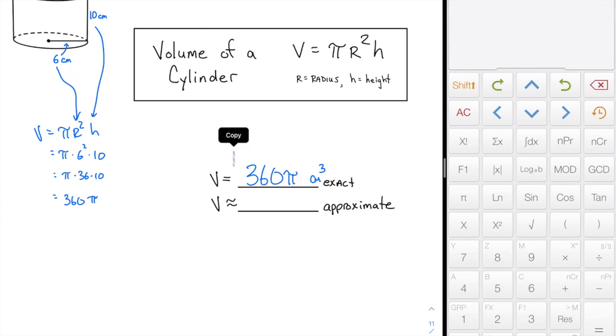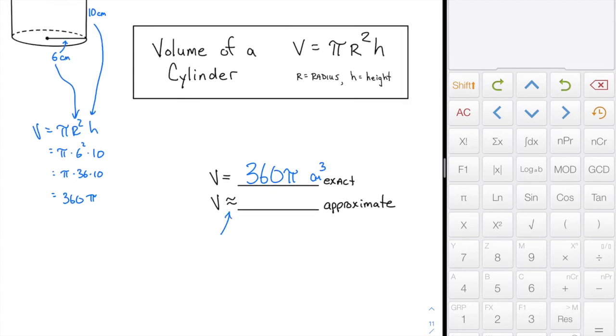That's the exact number. Now, when we go to approximate it, we simply swap out the pi for 3.14 and multiply. So 360 times 3.14 is 1130.4, same unit, centimeters cubed, and we're done. Plug the stuff in, calculate it without using the 3.14, and that'll give you your exact. Then go ahead and use the 3.14, and that'll give you your approximate.